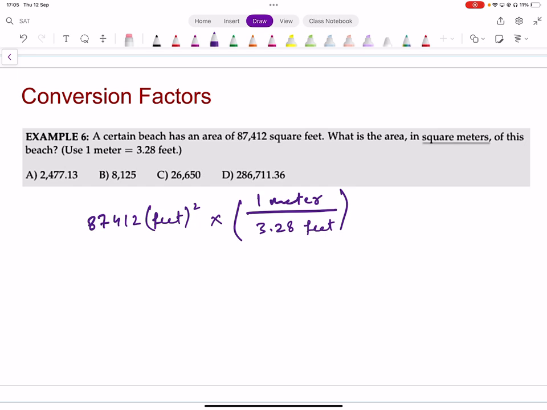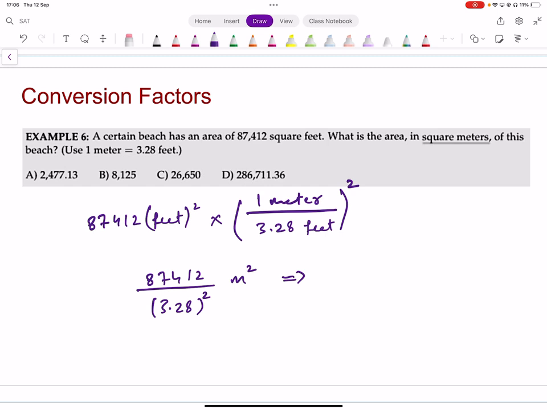But the problem is, this is feet squared and this is just feet. So we need to have a square here on this ratio. Does that make sense? So feet square and feet square, they will get cancelled out. And we are left with 87412 divided by 3.28 square, meter square. You can just put this on your calculator now and you get the result.